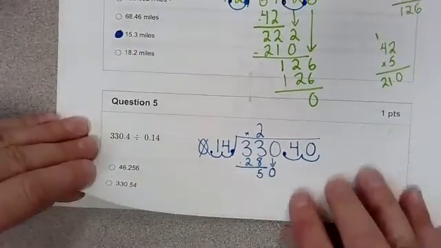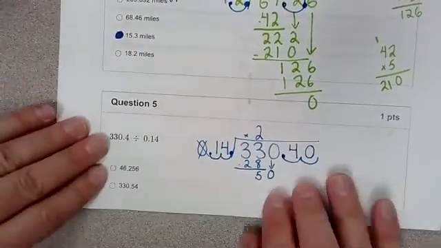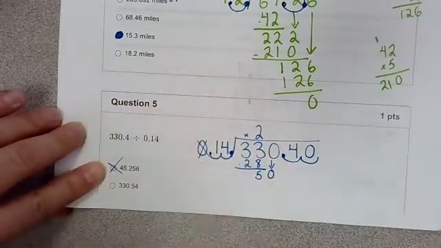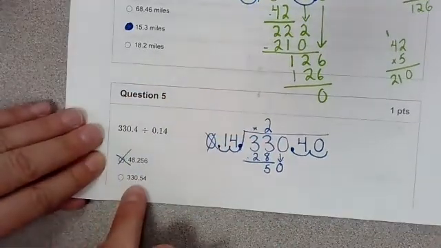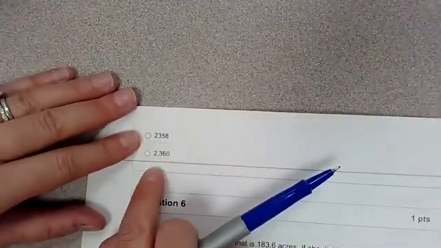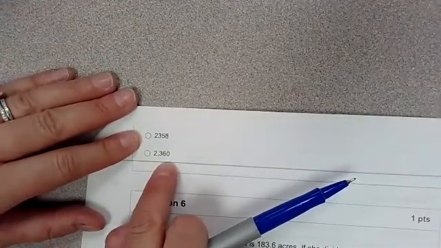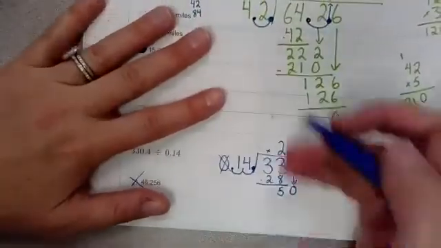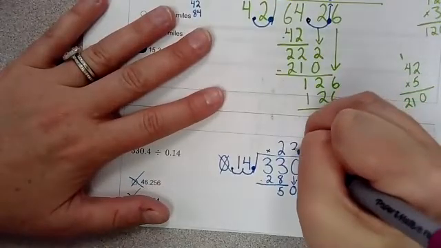You know what I'm going to do, guys? I'm going to look at my answer choices. Are y'all ready? Is 46 going to be the answer? No. Is 330 going to be the answer? No. Look at your next answer choice. All right. So I've got 2358 and 2360. Y'all think we might want to try 3? Yes. Let's try 3. So I'm going to come back over here. Let's do 3. I'm going to put a 3 here.